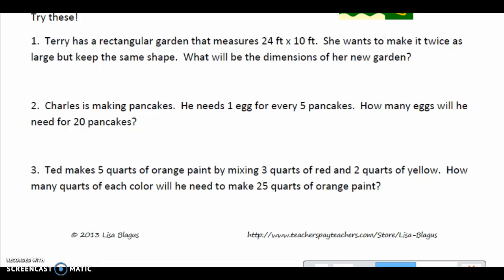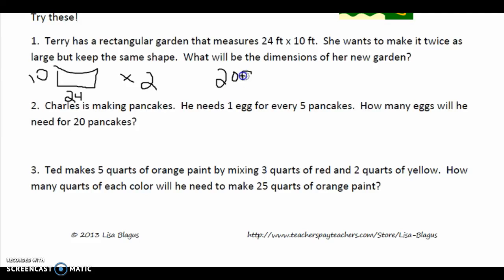So Terry has a rectangular garden that measures 24 feet by 10 feet. All right, I'm going to just draw it here. That's rectangular, right? So there's the 10. There's my 24. She wants to make it twice as large but keep the same shape. What will be the dimensions of her new garden? Well, if she's making everything twice as large, that means she's multiplying everything here by 2. 10 times 2 is 20, and that's 20 feet. This was a nice easy one, by the way. And 24 times 2 is 48 feet. Did you notice I wrote it in the wrong order? Look up here. This goes with this one, this goes with this one. So let's rewrite it. It should be 48 feet, of course, times 20 feet, or by 20 feet.